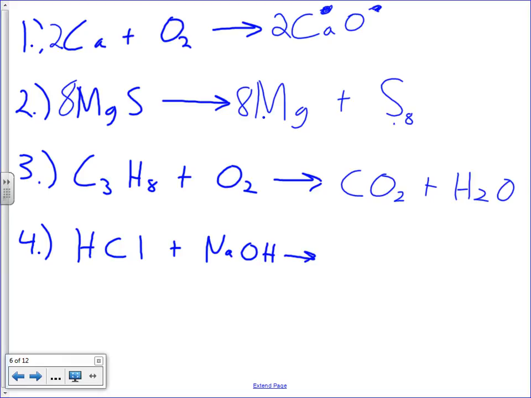Okay, special balancing rules for combustion reactions. Start with carbon, do it alphabetically, and do I need the rule of 2? No, I don't. 3 is an odd number. All right, so I go over here. I now have balanced my carbons with that 3. I have 8 hydrogens over here. 4 times 2 is 8. Now my hydrogens work.